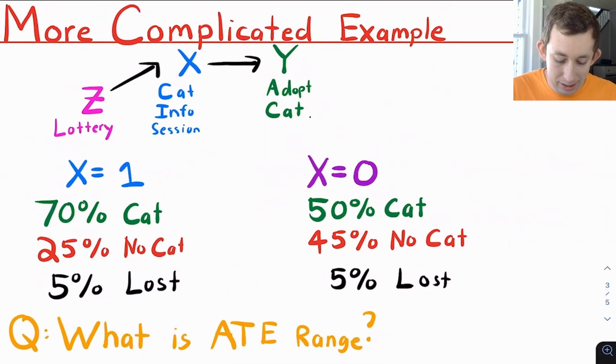Let's do a more complicated example, using my favorite sort of example, where we're talking about cats. Let's say that you have a lottery to get into this cat information session. That's going to be our treatment, and your outcome is whether or not you adopt a cat. We have people who went to the info session, and people who did not go.